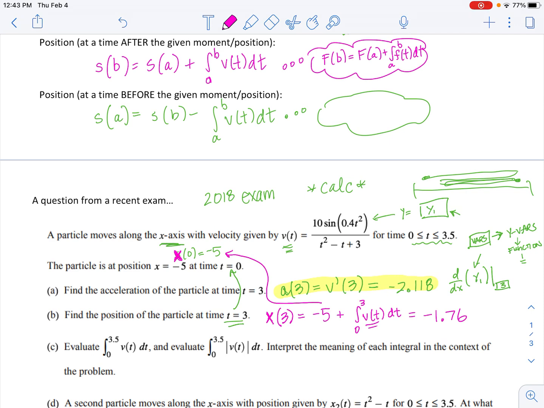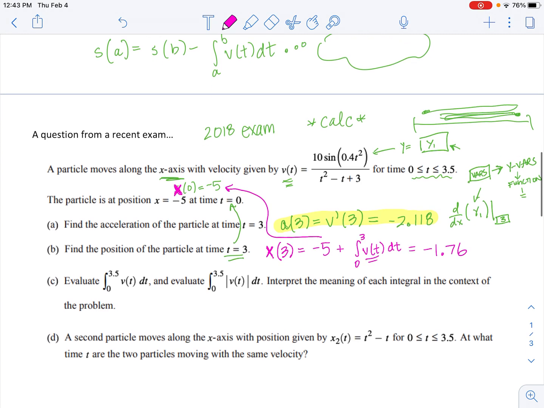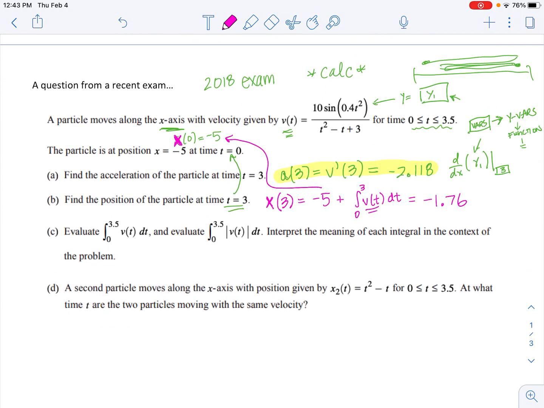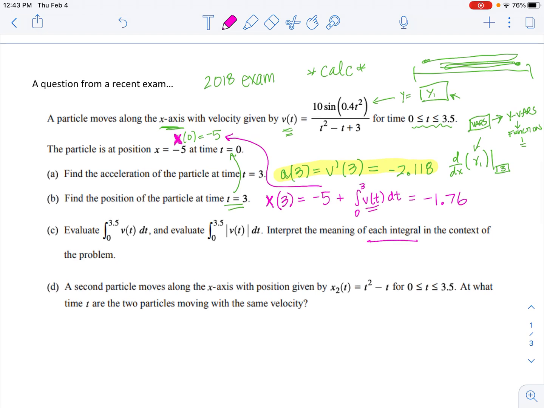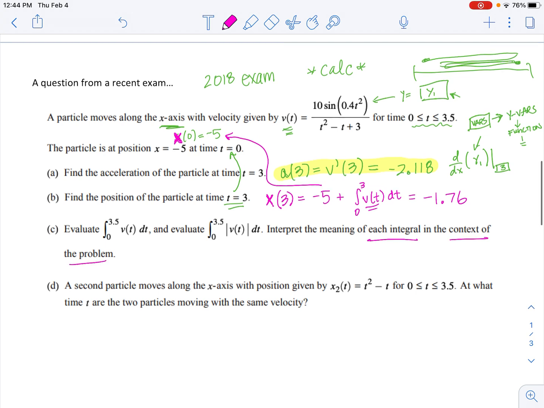So that's how we made use of the given information. Okay. Part C says to evaluate two different integrals. One is the integral from 0 to 3.5 of v of t dt, and one is 0 to 3.5 of the absolute value. Interpret the meaning of each integral in the context of the problem.